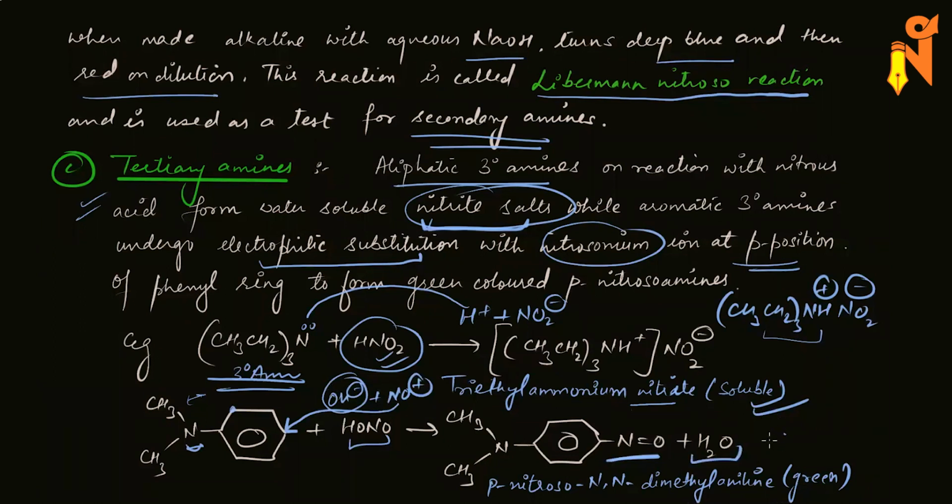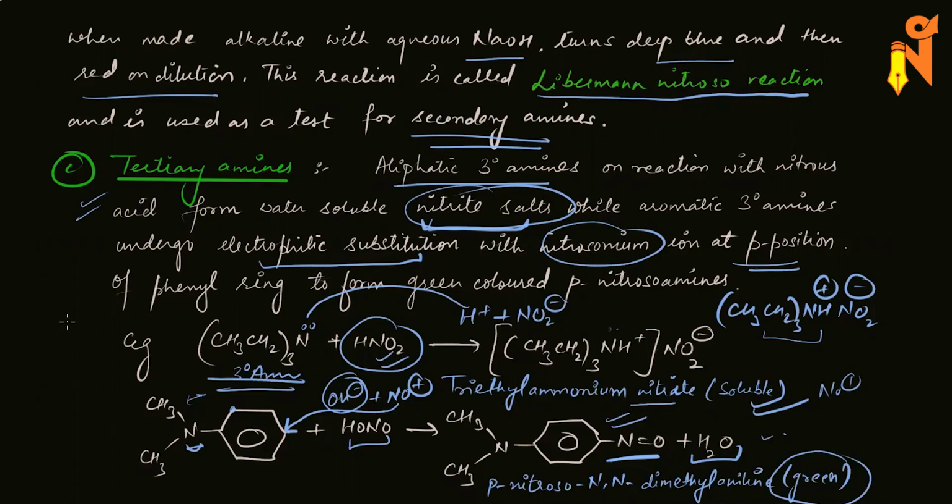So here the reaction is different. In both cases, electrophile attack is happening. Basically, H plus is coming out and attacking on the nitrogen's lone pair, and here NO plus is coming out and attacking on the para position of the benzene. The attack is different, and the product forming is also different. The product that will form here is again a nitroso compound, which will be green in color.